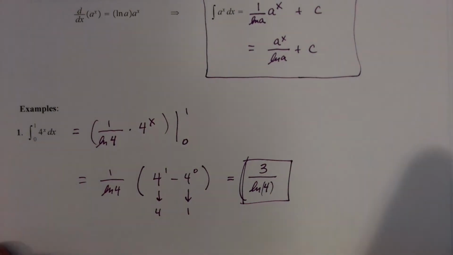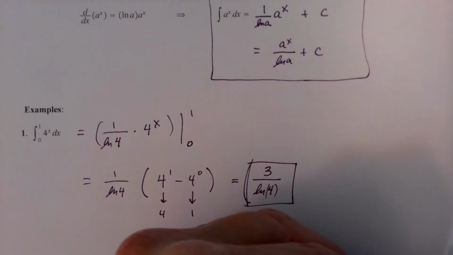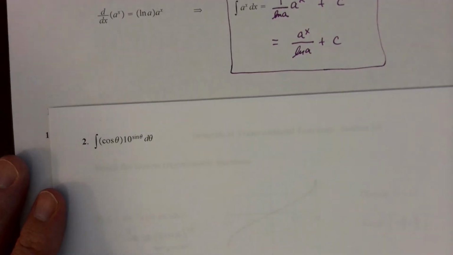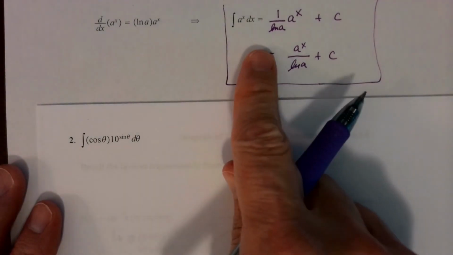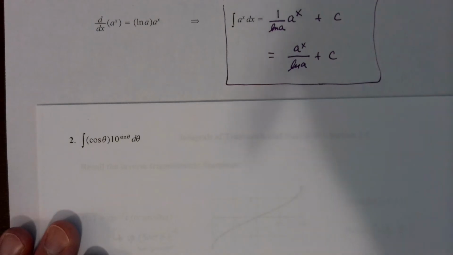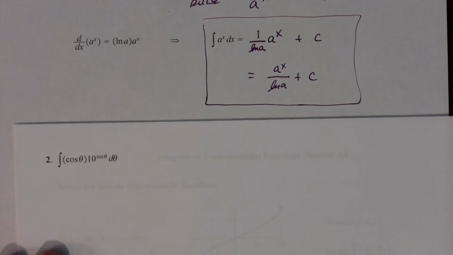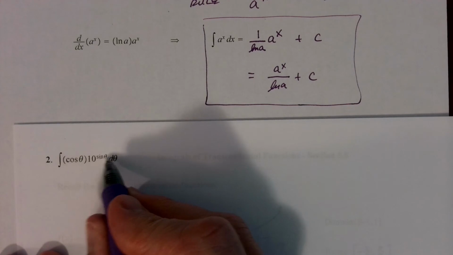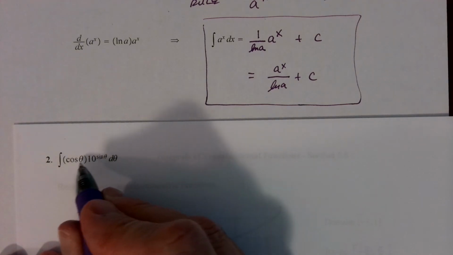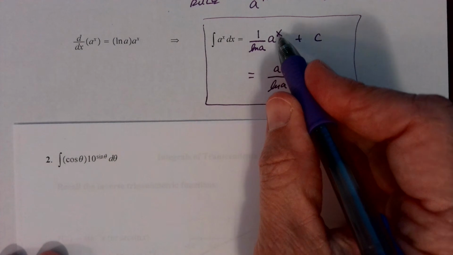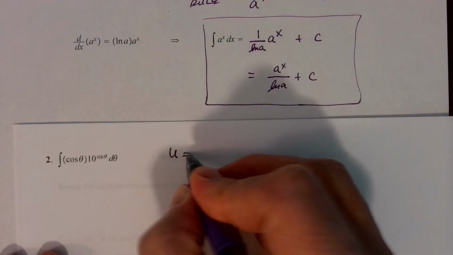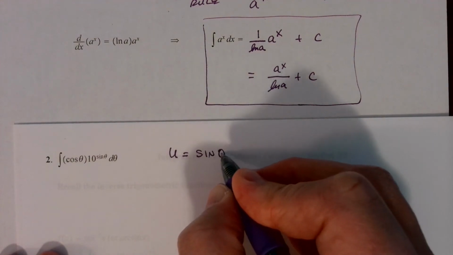Okay. Let's do a couple more. So just recognizing this form, trying to get it in the form. What do we need to choose for our u to get this integral into this form? Notice our variable this time is theta and not x. And so what do I see? I see 10 to the sine theta times cosine theta. So what I need to choose, I need the variable to be the exponent. So I'm going to choose u to be sine theta.